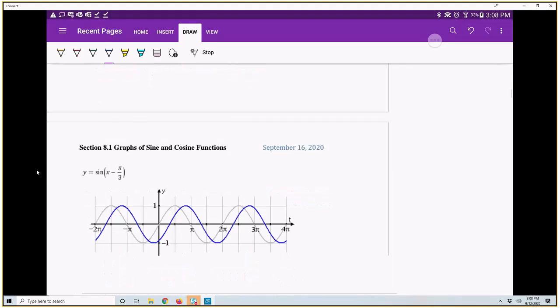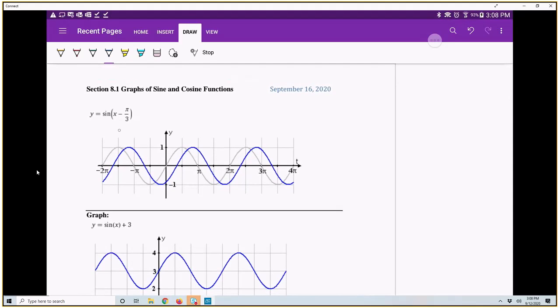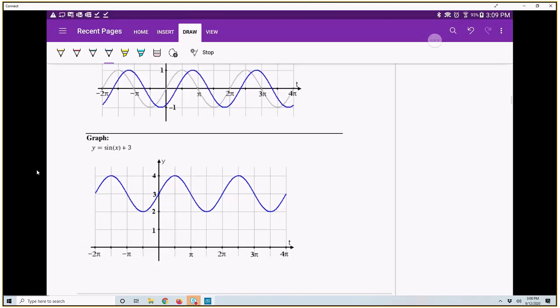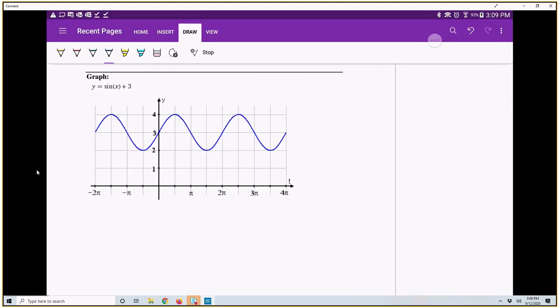If I have a horizontal shift, for example, if you look at sine of x minus pi over 3, then the original graph, which is in gray color here, will be shifted pi over 3 units to the right, which is the blue colored graph. I can have a vertical shift, so this time the +3 is a shift upwards by 3 units. So whatever we were having on the x-axis, now it is going to occur at y equal to 3, because the graph will be shifted 3 units upwards.